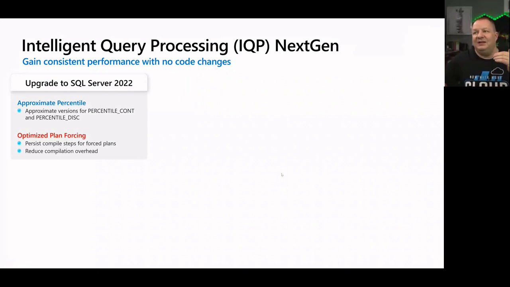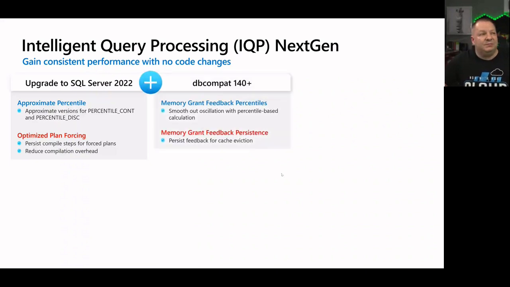Now, we have upgraded directly into 2022. We have optimized plan forcing. So it's reducing the recompilations, the expensive operations to recompile your plans, and persisting some of those compile steps for our forced plans, so we're not using CPU for compilations where we don't really need to be. So we improved that. We've also, with the 140 or higher compat, you then get the memory grant feedback persistence.